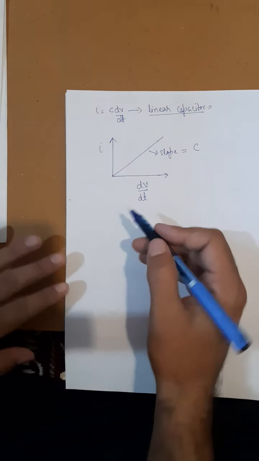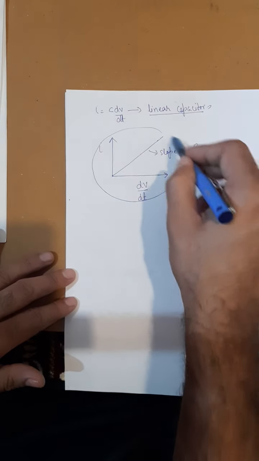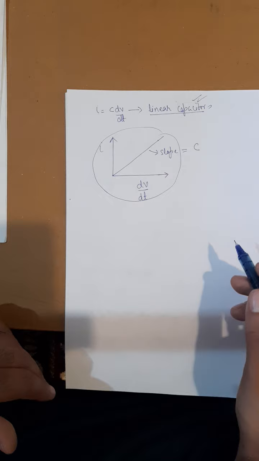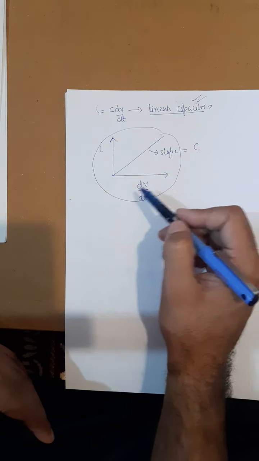Okay, so most of the capacitors that are available are linear capacitors. So for a non-linear capacitor, this current voltage relationship is not a straight line.